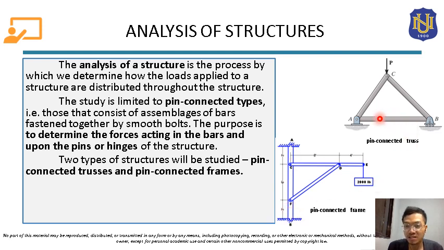For this truss, this is member AC, member BC, and member AB. For the frame, this is member CE, member FD or DF, and member AB. Also, for trusses, the bolts or the pins or the hinges where these bars or members are connected are called joints. So this is joint A, this is joint B, and this is joint C.